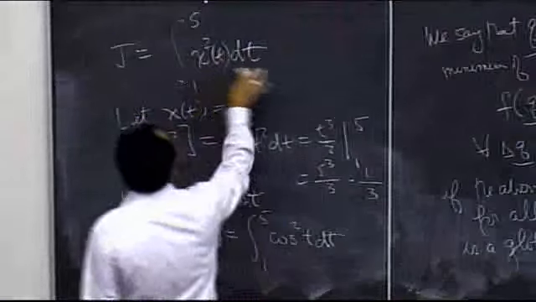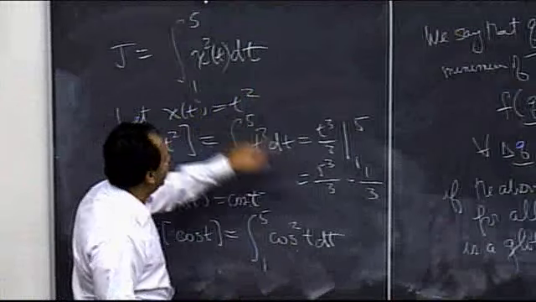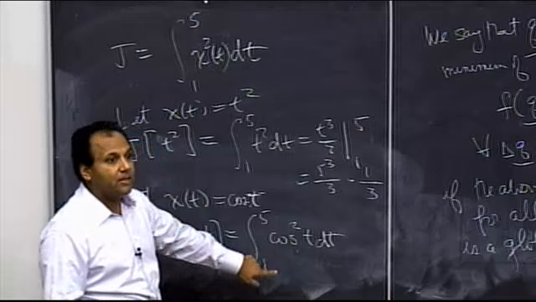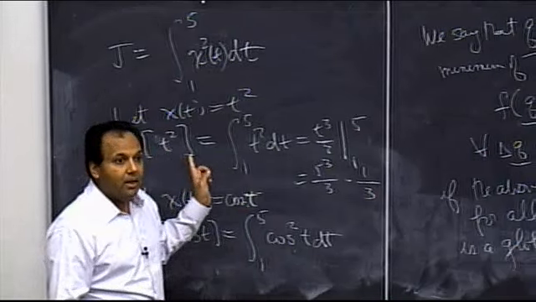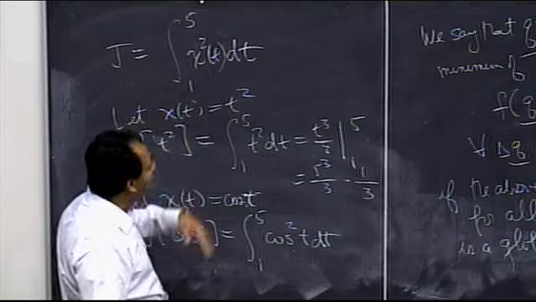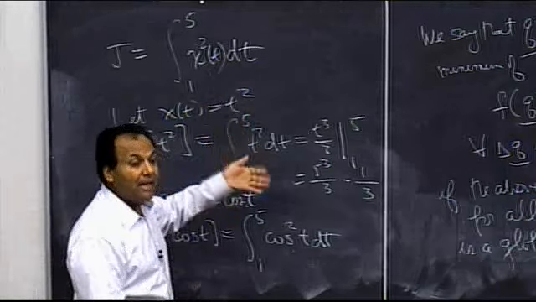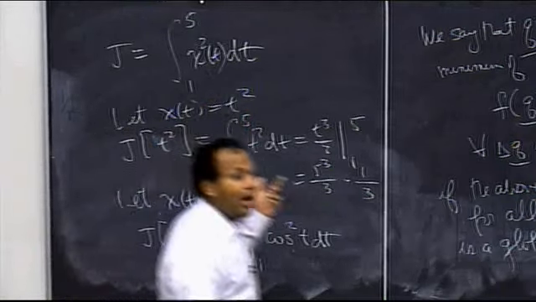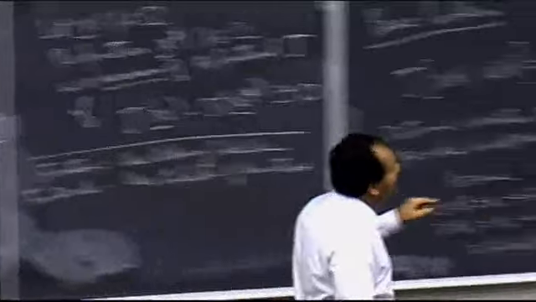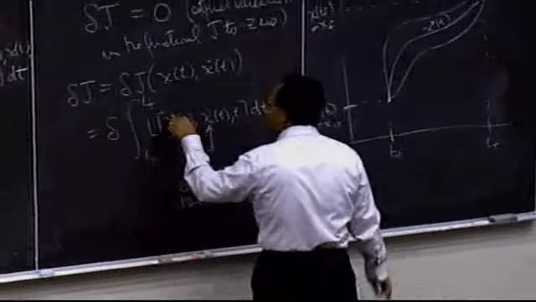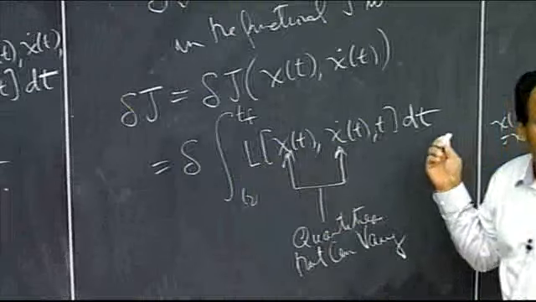I said the functional is the integral of x squared of t dt. If I plug in t squared, I get one value. If I plug in cosine of t, I get a different value, right? In both cases, I'm plugging in an entire function and getting back a number, right? I want to know what particular function, x of t, makes this thing as small as possible?